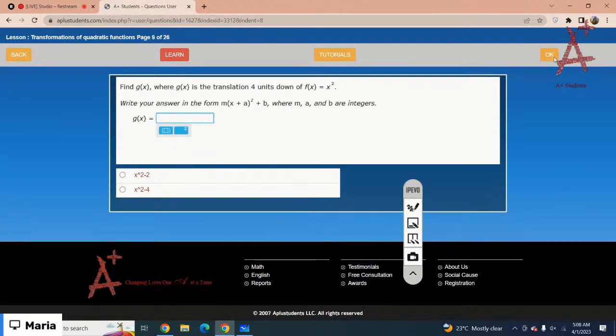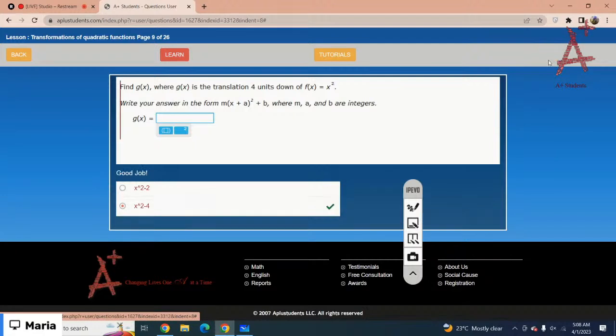Okay, the next one is find g of x, where g of x is the translation 4 units down of f of x equals x squared. So you have to translate 4 units down. That means you have to subtract. So it would be f of x equals x squared minus 4. So option number 2 is the correct option.